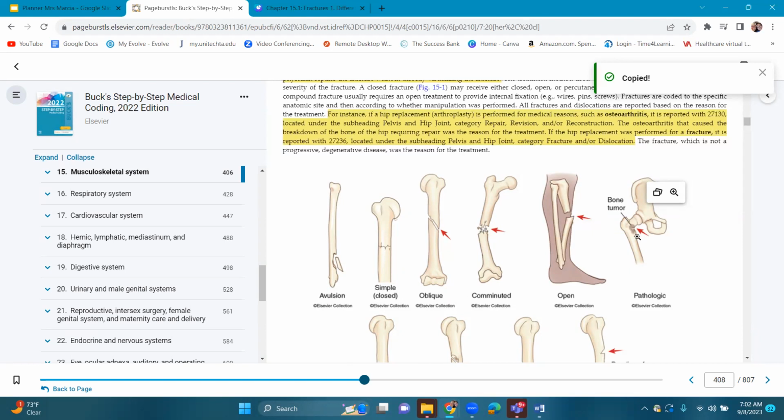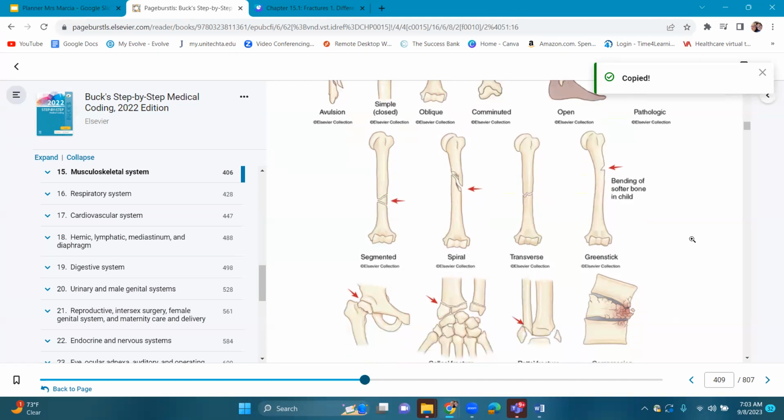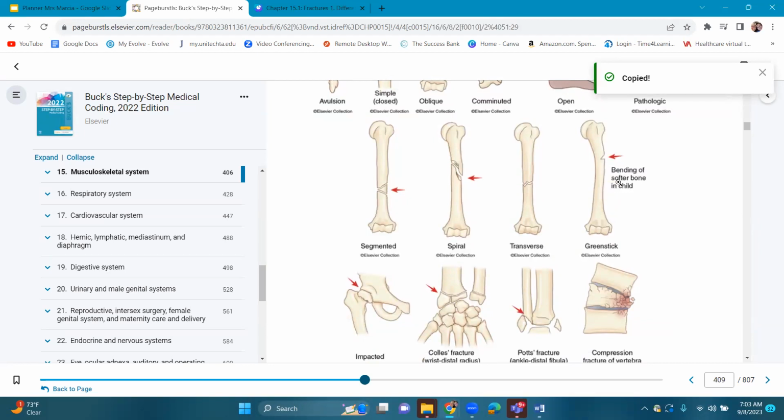Pathologic, there is a bone tumor. Segmented, which you have two breaks. See the triangle in the middle? There's a break above and a break below, and then there's a piece of bone in between. Then spiral, which looks like you've actually twisted the bone apart. Transverse, which looks like a jagged break of some sort. Then you have greenstick. This is bending of a softer bone in a child. So you can see where it's kind of bent, and it's a small break where it's been bent.